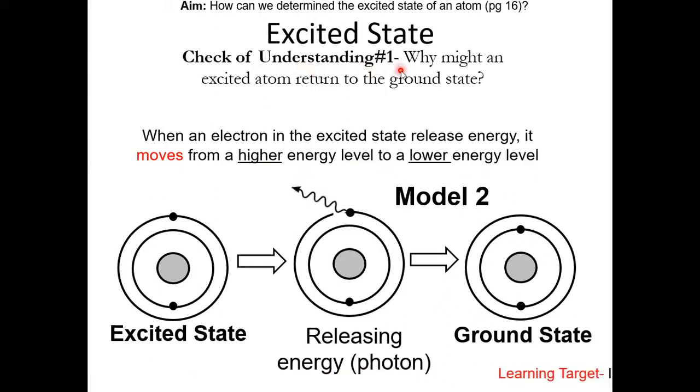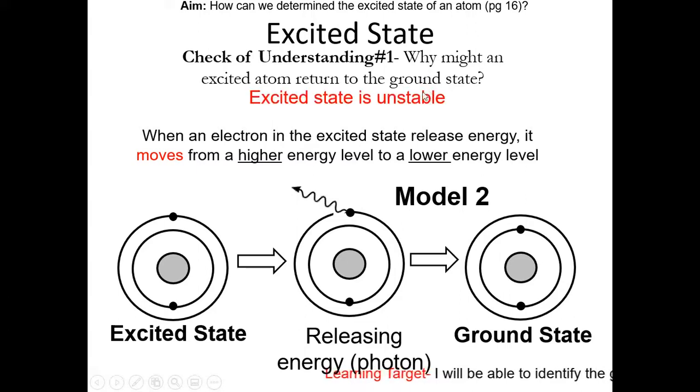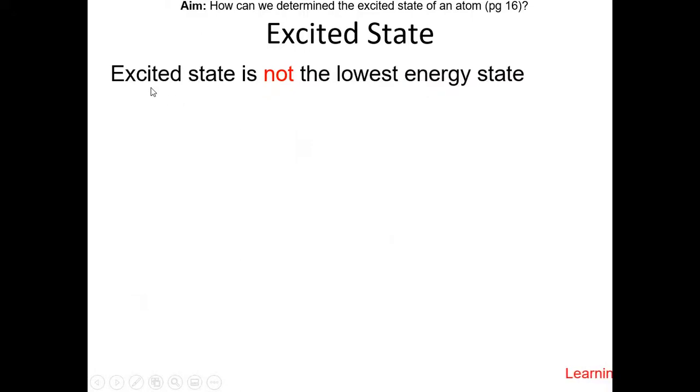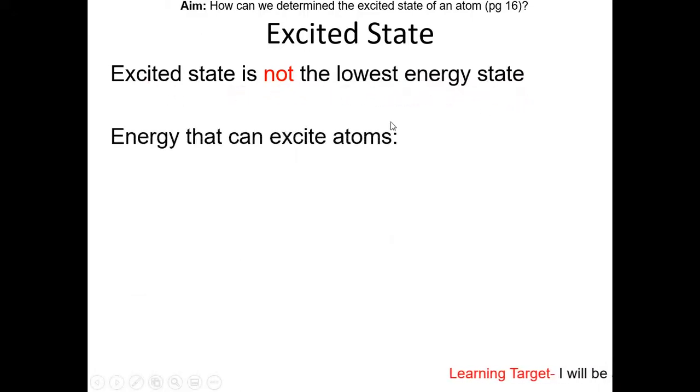Check of understanding number 1. Why might an excited atom return to the ground state? One way to think about this is that an excited state is unstable. Ground state is stable, right? It's the lowest possible energy. It cannot get lower than that. So you may notice that when things are unstable, they eventually will become stable, okay? So something to keep in mind, the excited state is not the lowest energy state of an atom, okay?